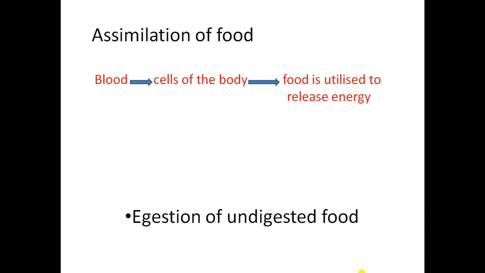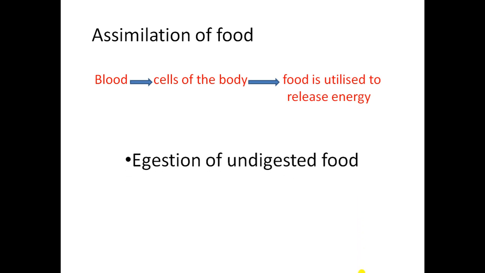Now come to the next one, that is egestion of undigested food. Students, the food that remains undigested and unabsorbed passes from the small intestine and comes into the large intestine, which is wider and shorter than the small intestine. Do you remember the length of the small intestine? Yes, it is 7.5 meters long, and the large intestine is smaller than the small intestine. It is only about 1.5 meters in length, right?